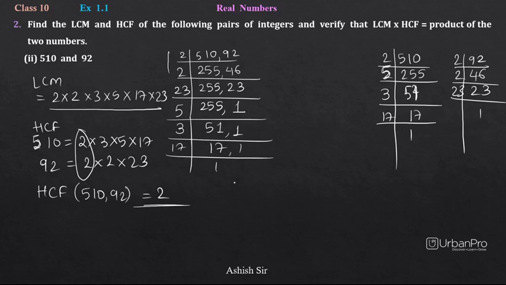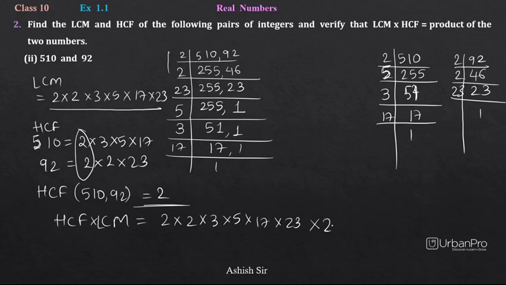Now to verify, we need to multiply HCF and LCM. So for that, we will multiply 2 into 2 into 3 into 5 into 17 into 23 with the HCF, that is 2. So let's check what we get here. Now here we need to do some smart work. 2 2s are 4, 4 3s are 12 and 12 5s are 60 and then 2. And here we have 17 into 23.